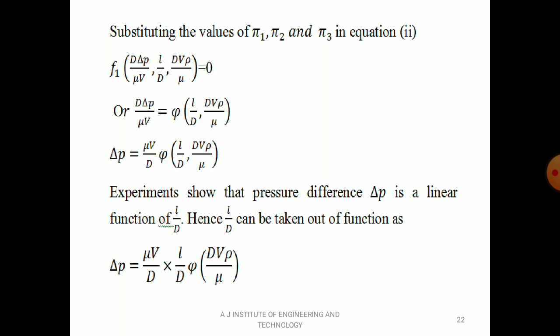So you can just write expression for delta p. From this you can get expression for friction head as well. That is hf equal to delta p divided by rho g. So you have to just rearrange mu v divided by d into L by d. So that becomes mu v into L divided by d square into function of dv rho divided by mu. So just divide this expression by rho g. Then you can take it as a function of Reynolds number. So that's it. So you can get expression for hf.